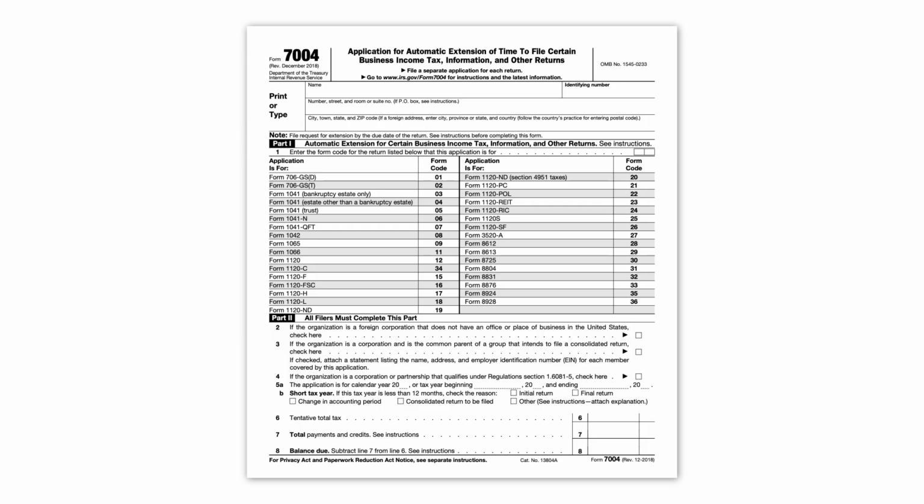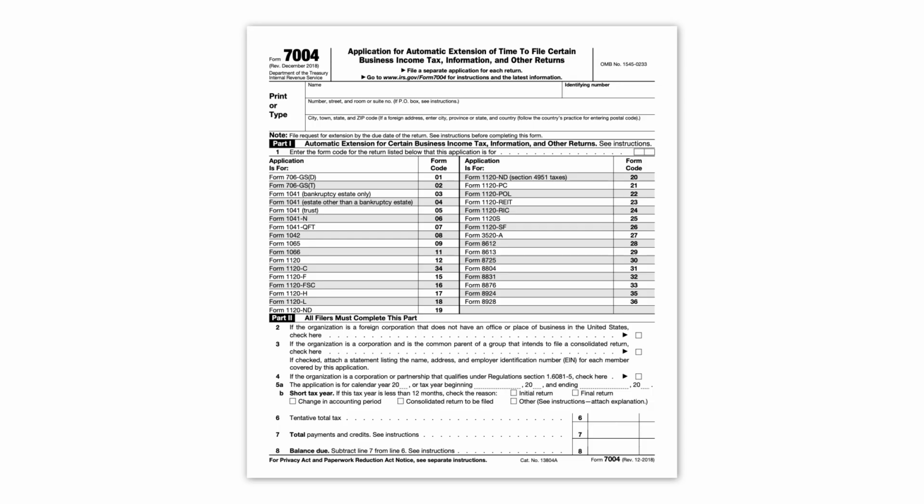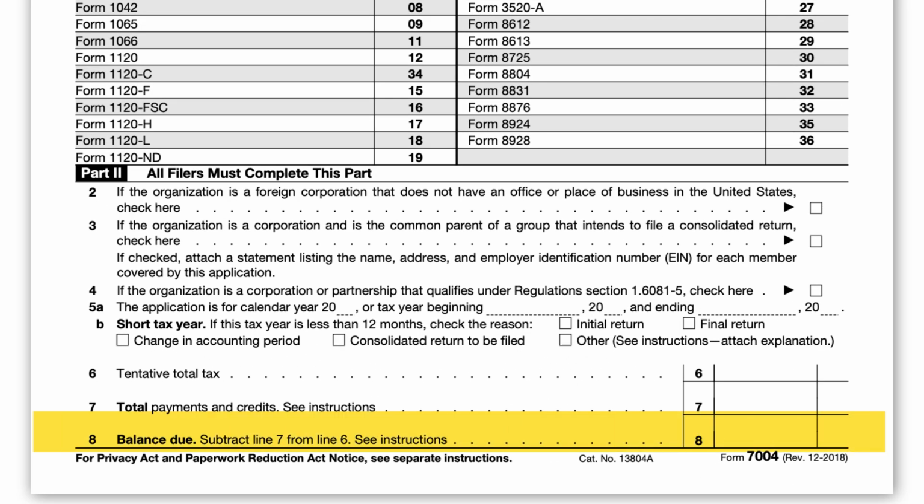In line 6, enter the total tentative tax amount, if any. In line 7, add total tax payments and credits you've already made, if any. In line 8, subtract line 7 from line 6 and enter the amount, if any.